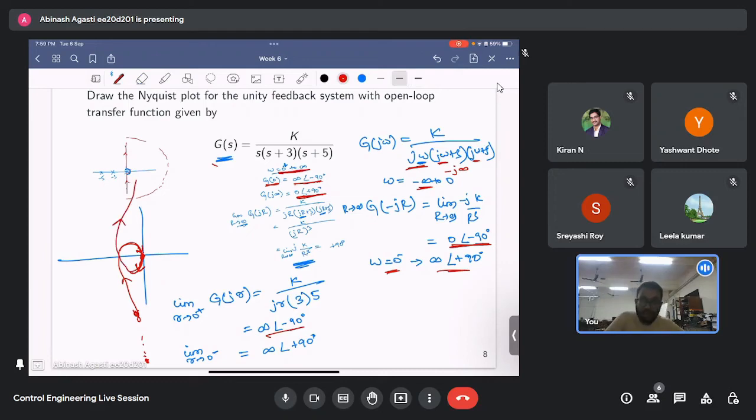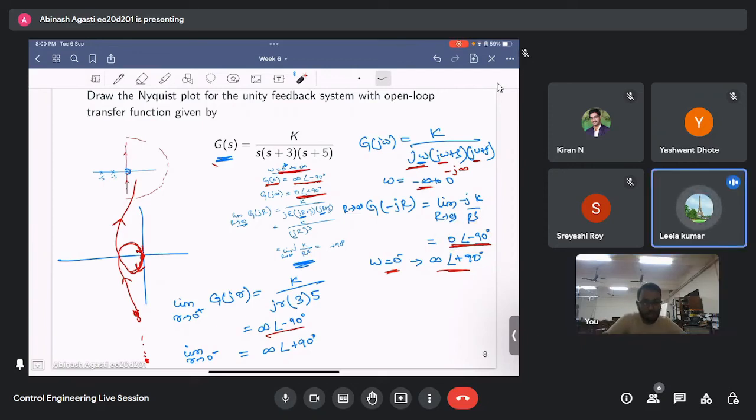Is it clear to everyone? Can you repeat, sir? I'm not getting how it is going up. Till which part did you get? From this, whatever infinity angle 90, that is clear. How are you plotting that upward? See, when we are at minus infinity, we should have 0 at minus 90 degree. That is clear?